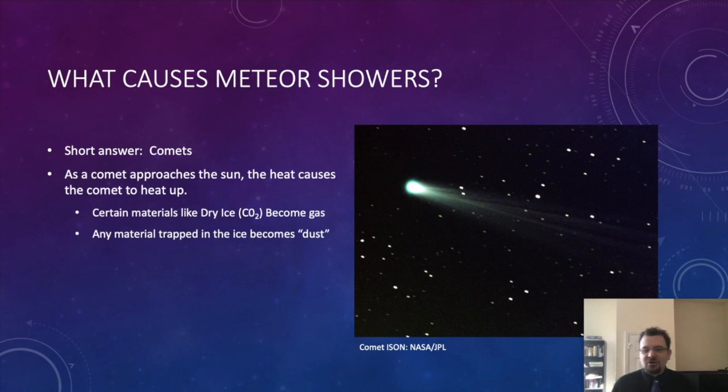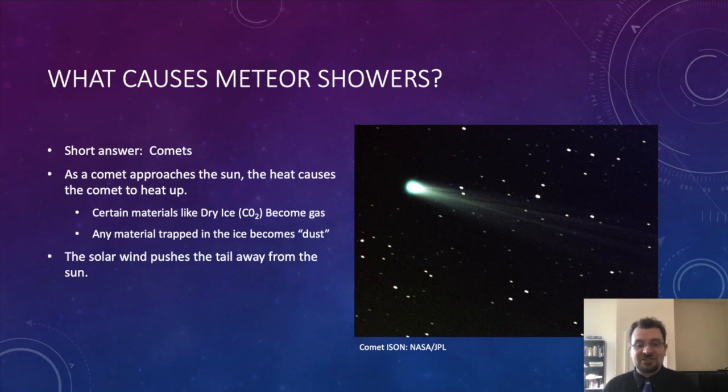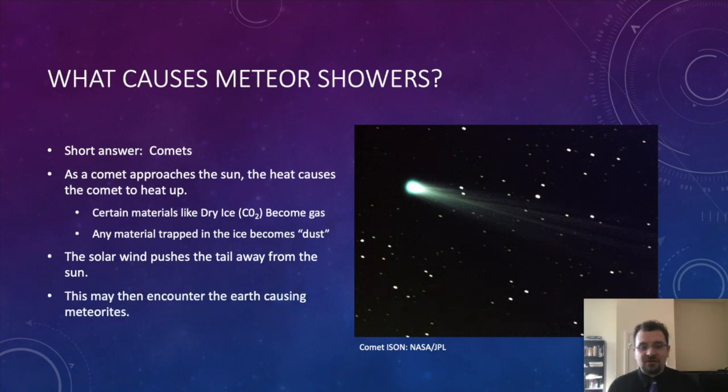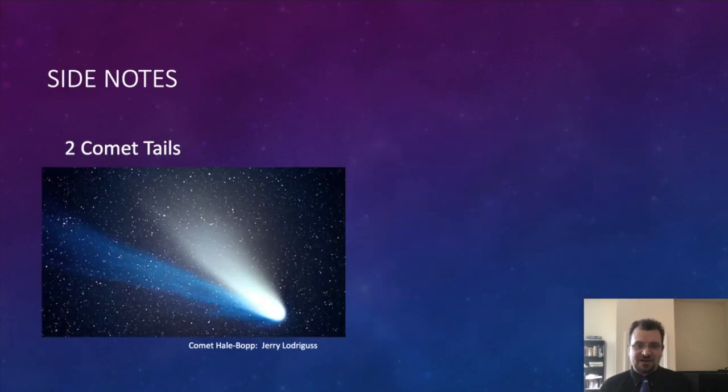As a comet approaches the sun, the heat causes the comet to heat up, and certain materials like dry ice, frozen CO2, become gas, and any material trapped in that ice becomes dust. And then the solar wind, basically all the photons and protons that are emitted by the sun, pushes that away from the sun. And then this may encounter the Earth, causing meteors.